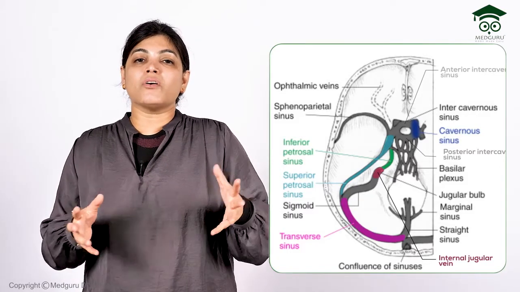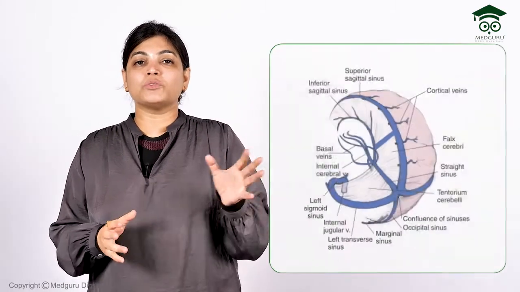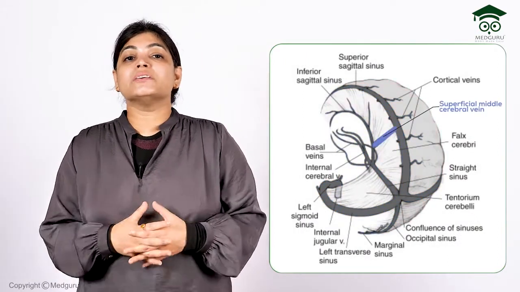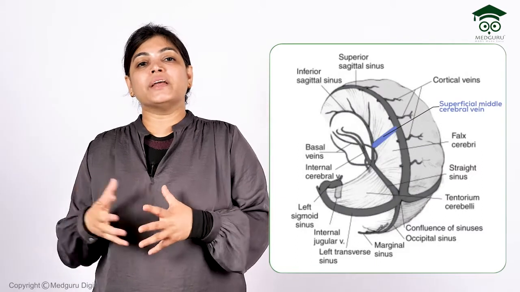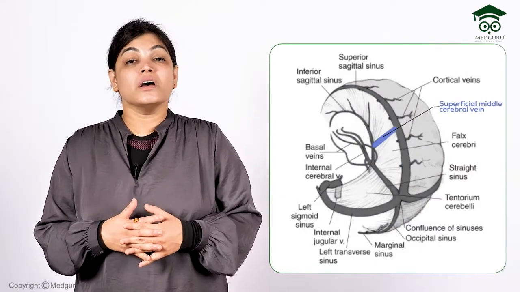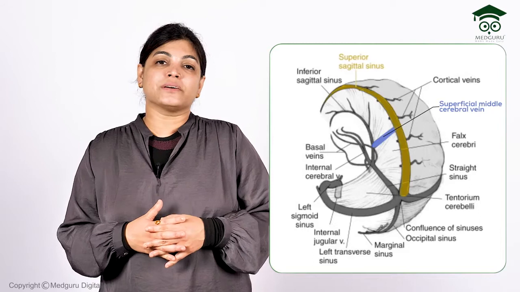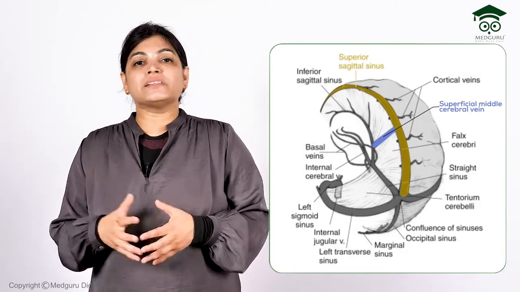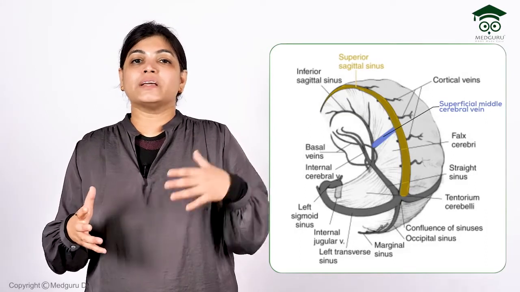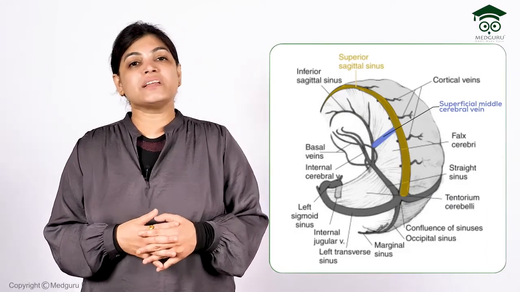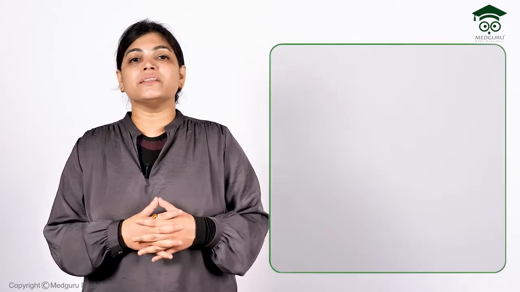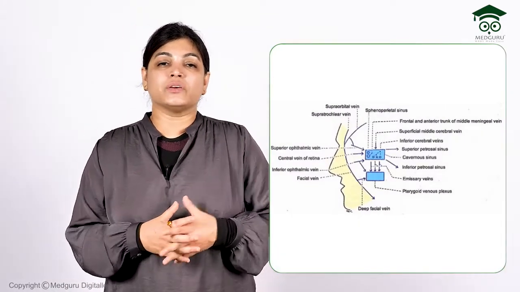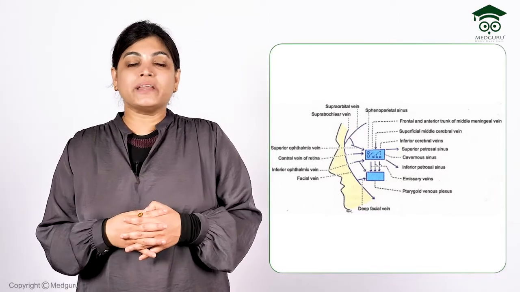Thereafter, coming to the other communications, one of the most important tributaries is the superficial middle cerebral vein. This superficial middle cerebral vein communicates the cavernous sinus with the superior sagittal sinus. So through the superficial middle cerebral vein, there is communication between the cavernous sinus and the superior sagittal sinus. Other than that, there is the pterygoid venous plexus. Also, there is the emissary vein.